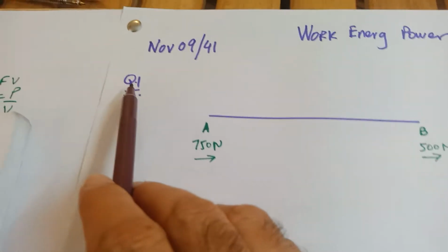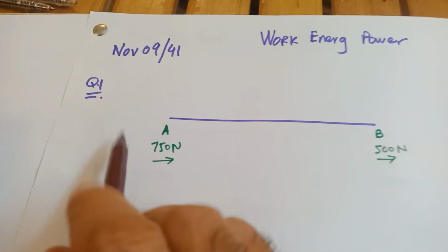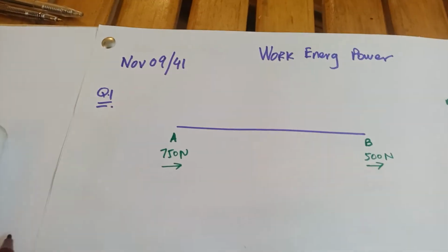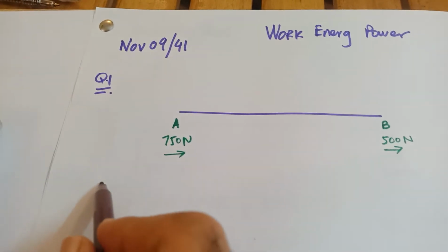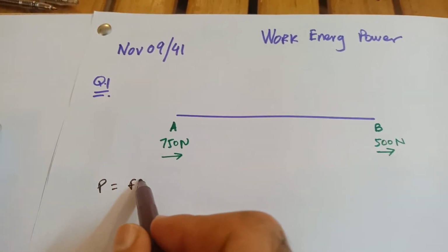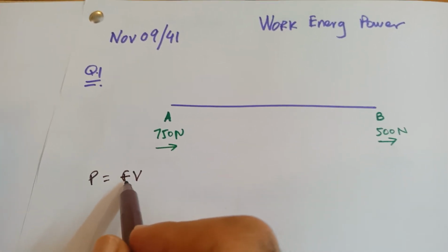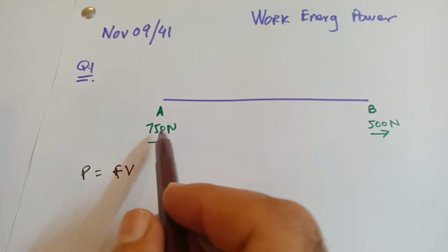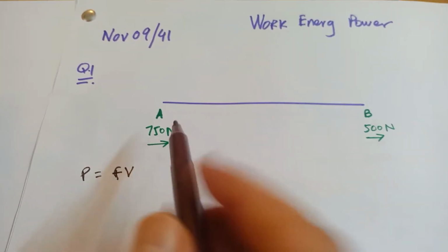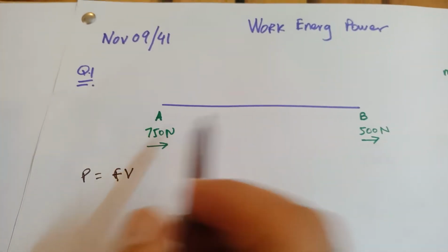You can see this is the very first question of the paper, so that is supposed to be the easiest question. This is easy for the guys who know that power is equal to F into V. When we say F into V, we should be clear that this F is basically the forward force. So we are given the forward force at the points A and B.